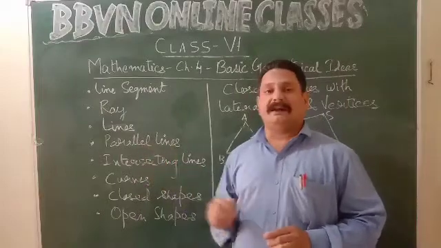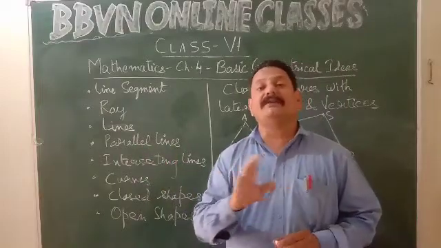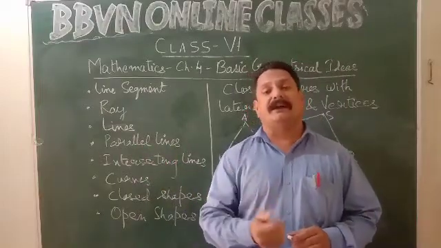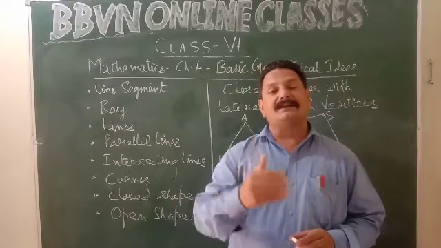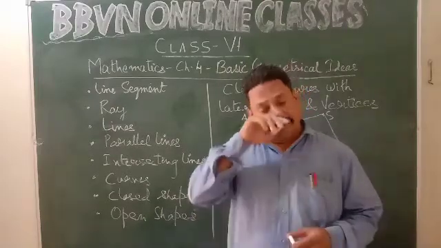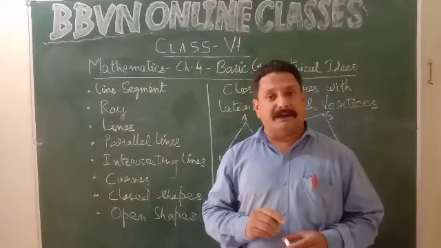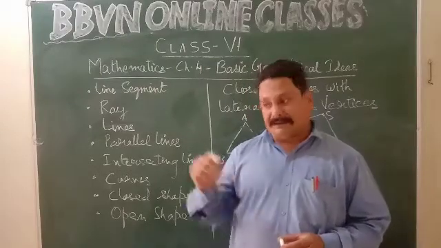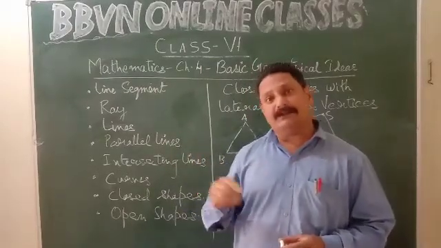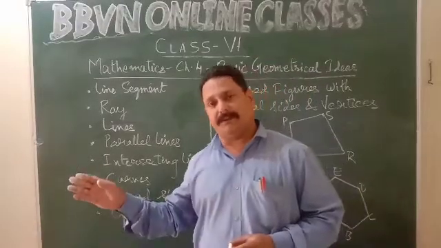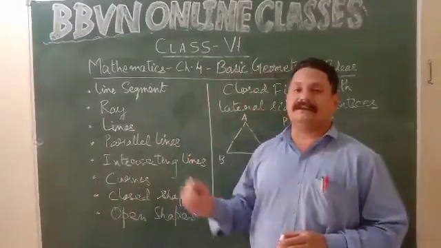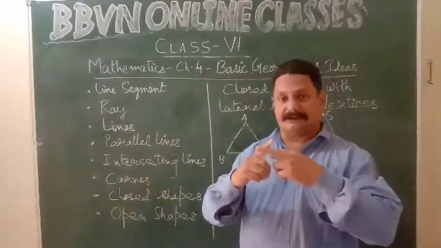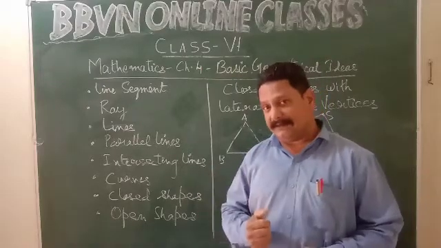Next, parallel lines. Any two lines which never meet each other. Say for example the railway tracks. You have seen the edges of the table on which you sit. These lines are parallel lines. Okay, so they never meet. The distance between these two lines is always the same at any point if you measure. Next, intersecting lines. Any two lines which intersect at a point are known as intersecting lines.